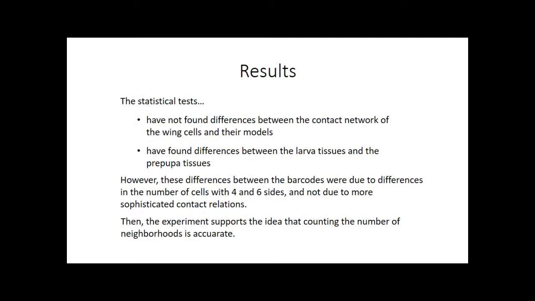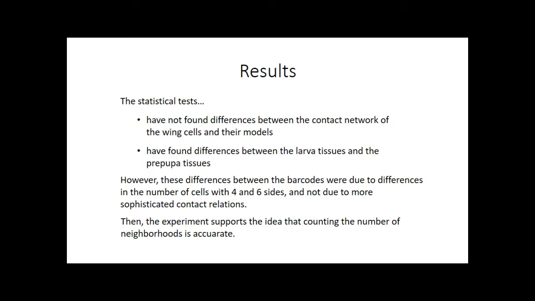And the results are the following. So the statistical test said that we could not find differences between the contact network of the natural cells and the contact network of the models, okay, which was the first idea. However, we could find differences between the larva tissues and the prepupa tissues, okay, which was something interesting because it's kind of difficult to find differences between these 2 stages of development.